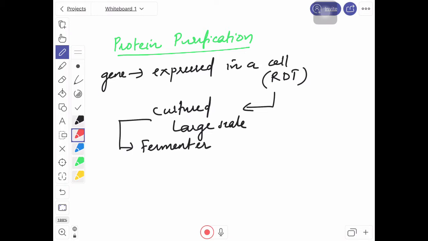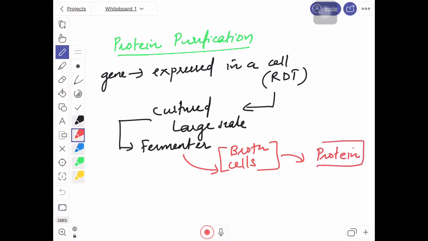Now, next step is to take out the cells or take out the broth, and from that we have to isolate our protein. So this is actually isolation of protein. This step is protein purification or isolation. This actually comes under a topic known as downstream processing.